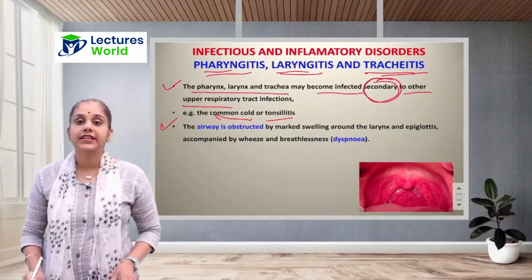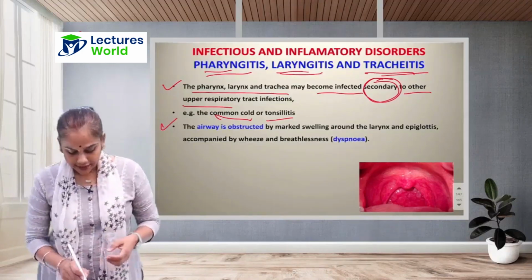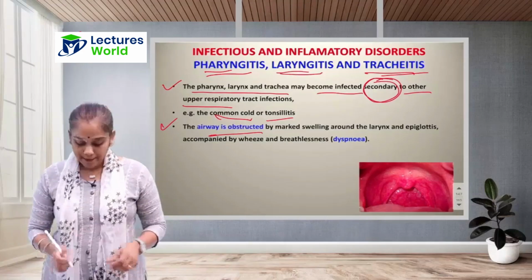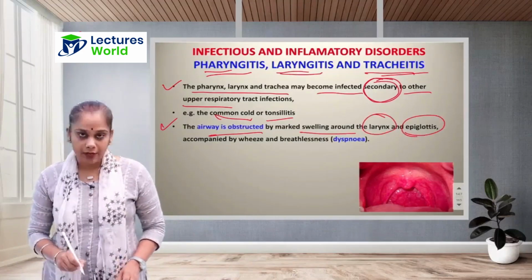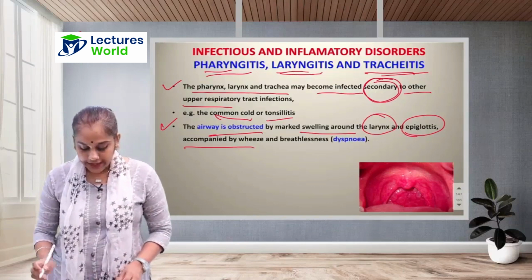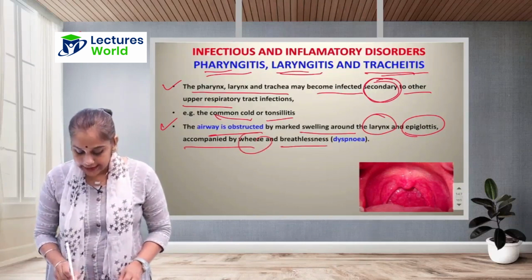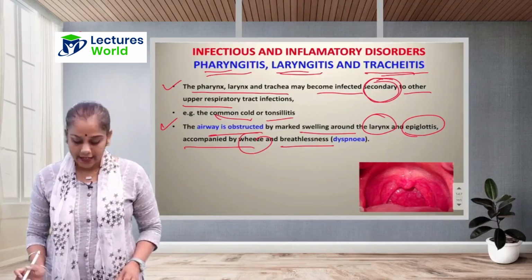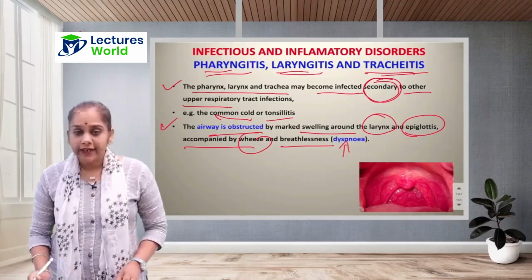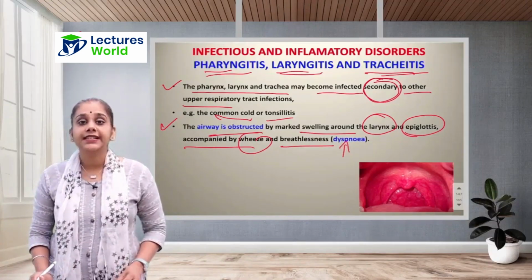It shows that the airway is obstructed. The airway is obstructed by marked swelling around the larynx and the epiglottis, which is accompanied by wheeze and breathlessness. What is breathlessness? There is a difficulty in breathing. What is a difficulty in breathing known as? That is known as dyspnea.